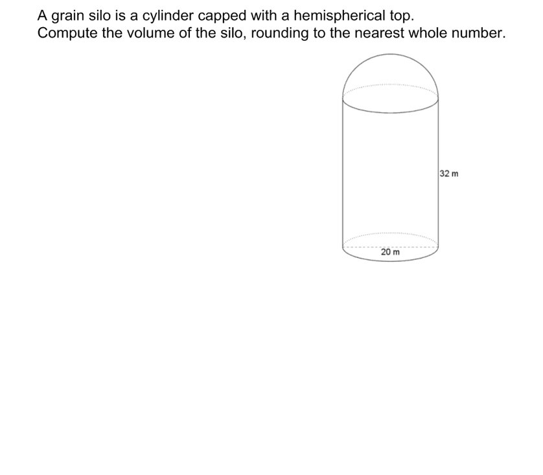A grain silo is a cylinder capped with a hemispherical top. Compute the volume of the silo, rounding to the nearest whole number. Now this silo consists of two components. It has the cap and it has the cylinder. So the volume of the silo should equal the volume of the cap plus the volume of the cylinder. So let's go and compute each of these, then we'll add our answers together to get our total volume.